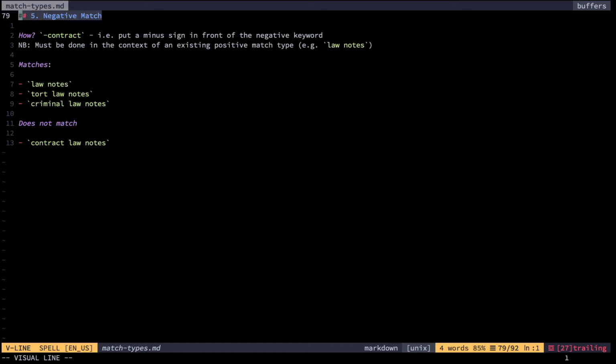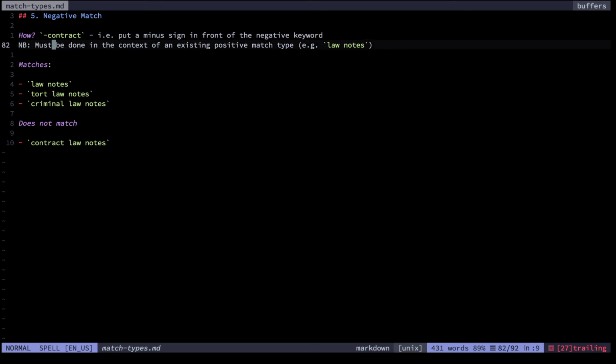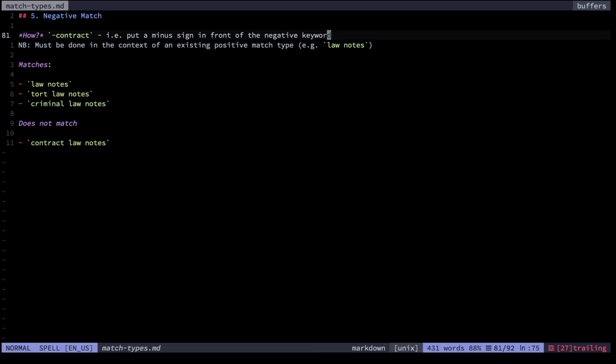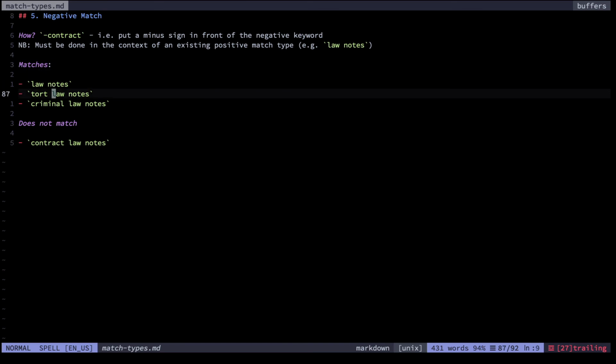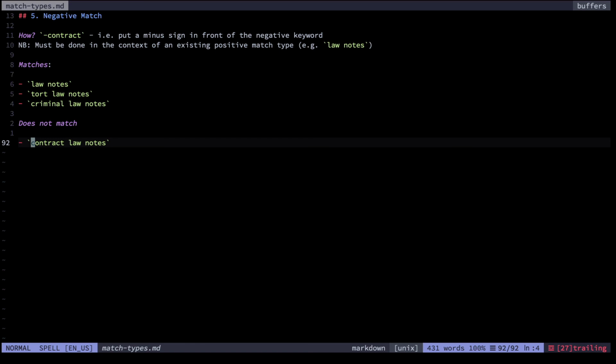The next match type is probably my favorite of them all. It's negative match. So the way this is done is you add a minus in front of a particular keyword, and this is done in conjunction with having some positive keywords elsewhere. For example, imagine I'm broad matching for law notes and then I add minus contract, say because I don't have any contract law notes and it's a waste of money to advertise to those people. This will then match law notes, tort law notes, criminal law notes, but it will not match contract law notes.